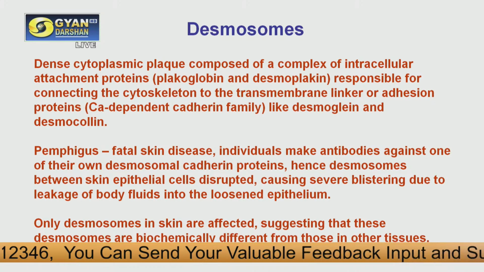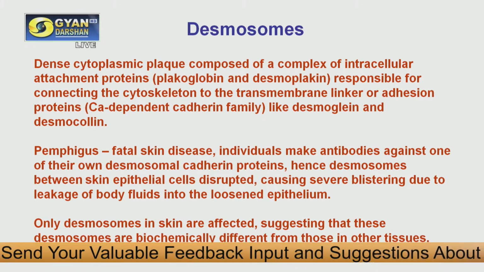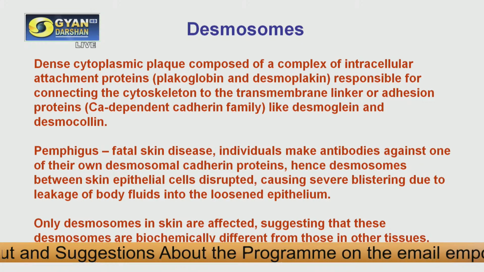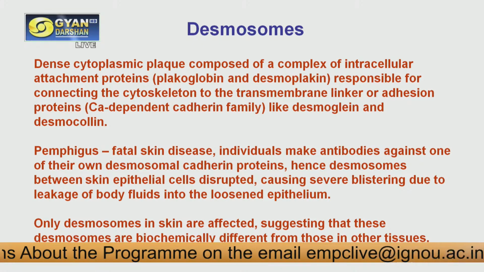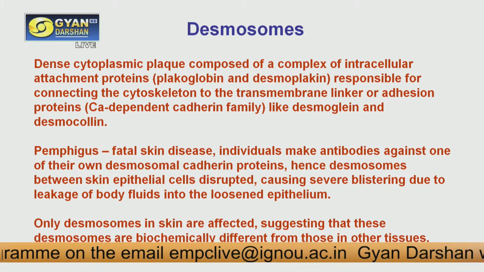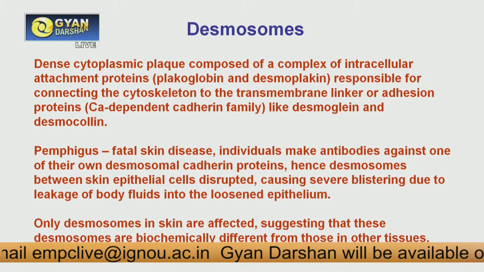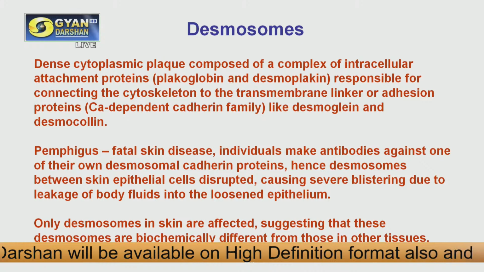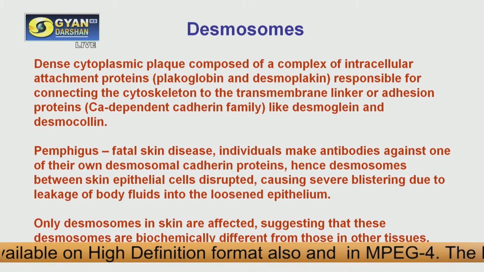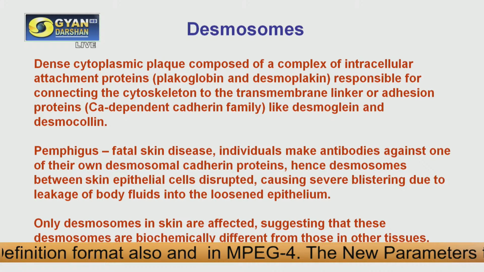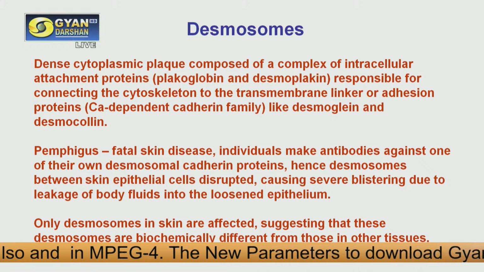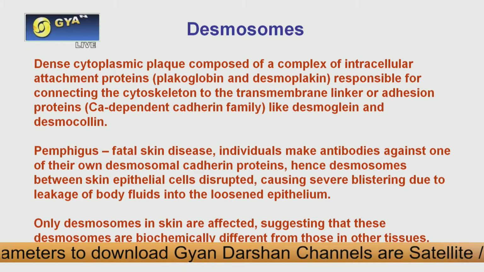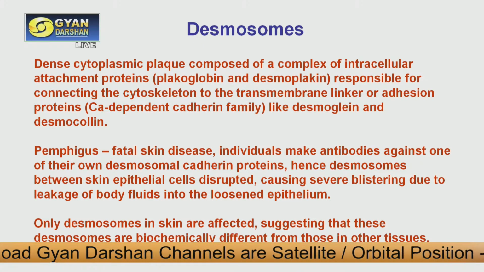Now here I have mentioned a disease called pemphigus. This pemphigus is a fatal skin disease. What happens in this disease? Individuals make antibodies against their own desmosomal cadherin proteins. Your body suddenly starts to produce antibody. Normally antibody is produced during infection, but in these patients, the body suddenly starts synthesizing antibody against your own protein, that is, your own desmosomal cadherin protein.